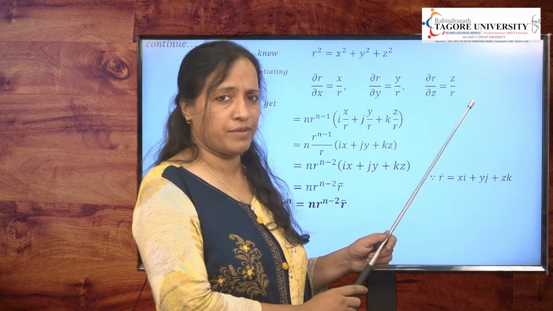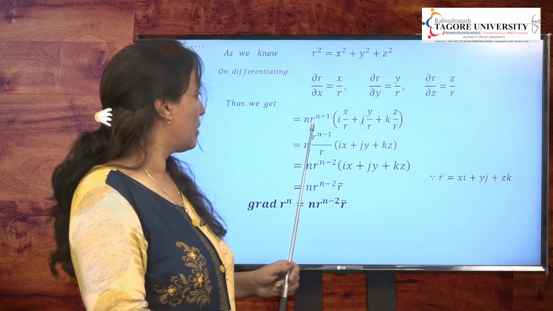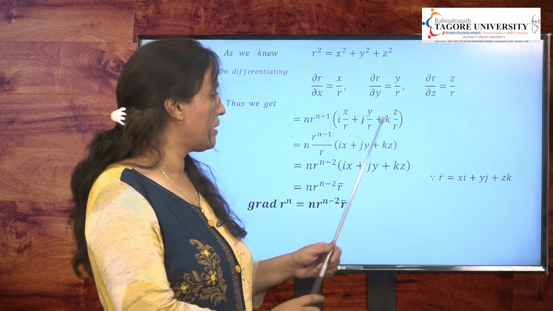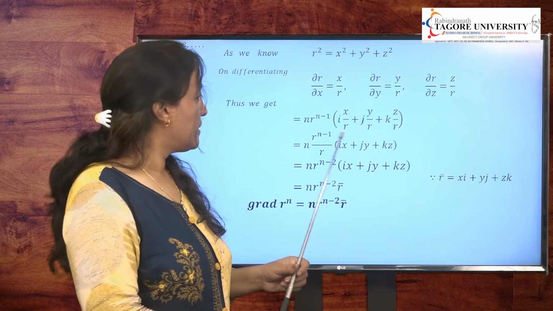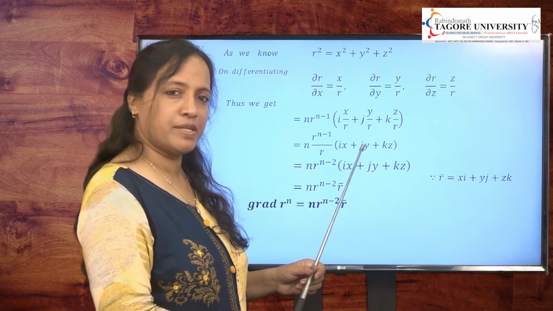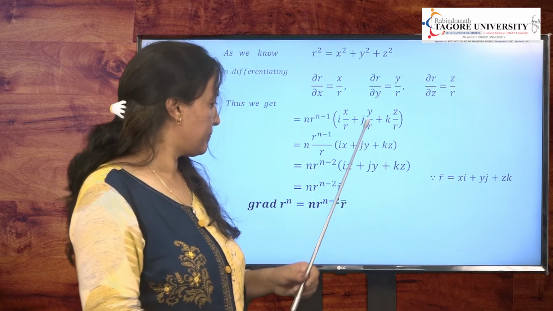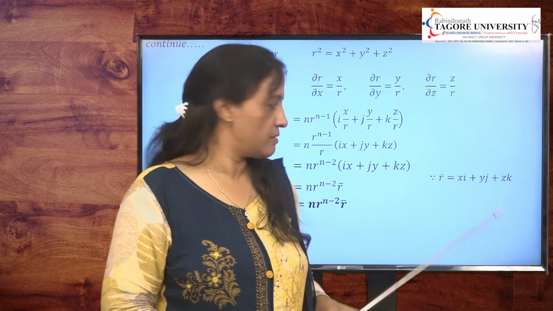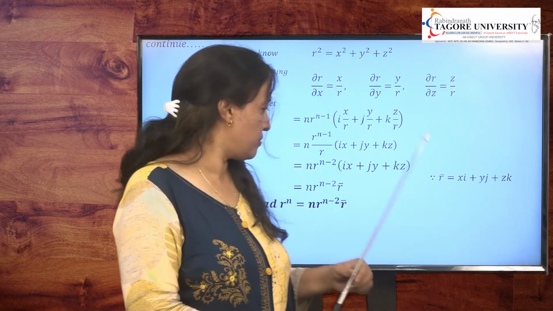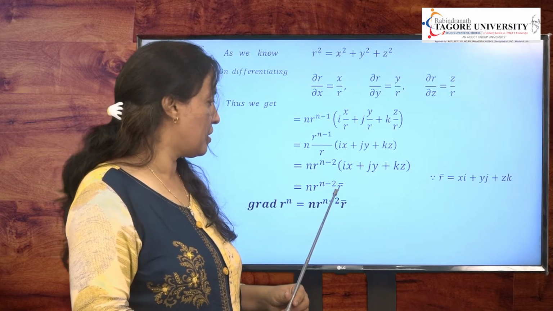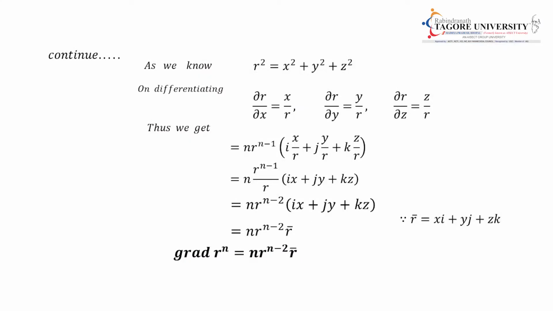Substitute all these 3 values in the previous equation. What do we get on substituting? x by r here, y by r and z by r. Taking r common from this, what is left is xi plus yj plus zk. The value of this xi plus yj plus zk is the r vector. Substitute the value here. What do we get? n r to the power n minus 2 r vector. Thus we get the right hand side.